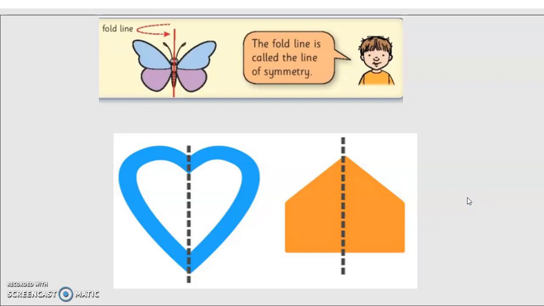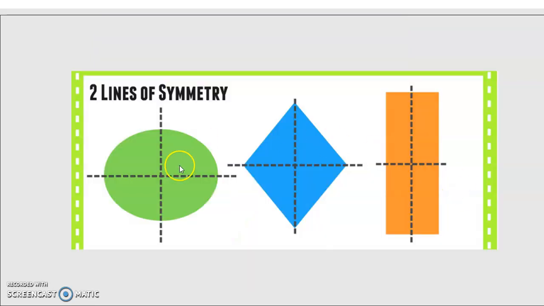And there are a few shapes that have more than one line of symmetry. So you can see here we have our oval that we could fold horizontally and both sides would be the exact same. Or we could fold it vertically and both sides would be the exact same. The same for our rhombus or our diamond shape. Both sides would be the exact same if I folded it along this line or along this line. And the same for our rectangle. So these three shapes have two lines of symmetry.